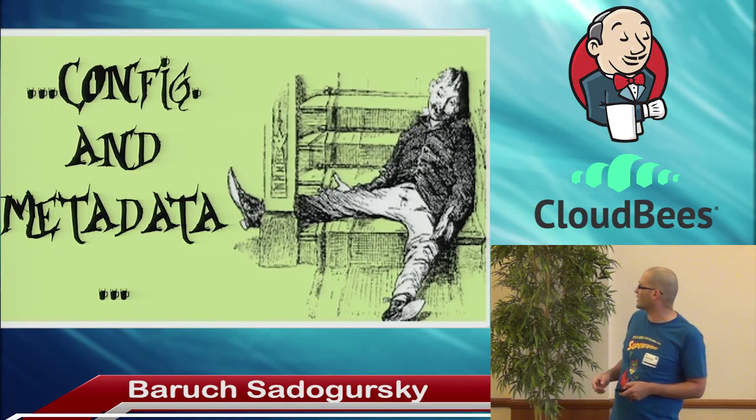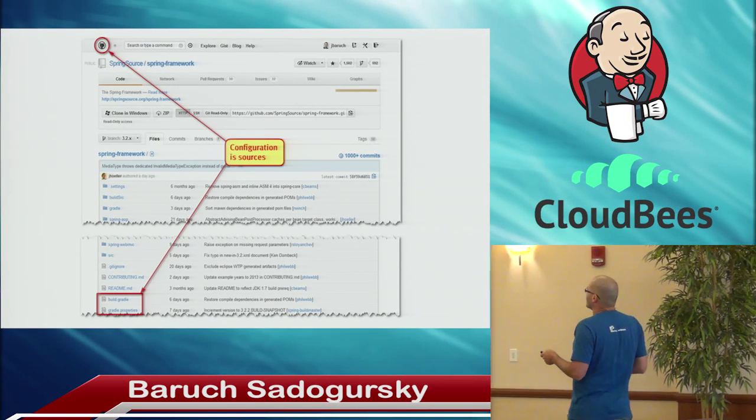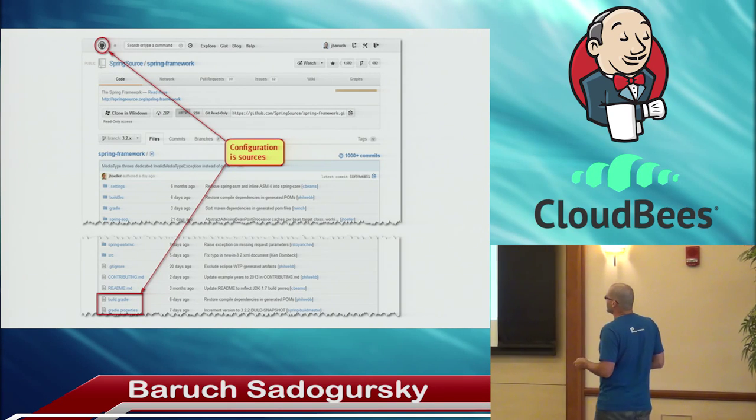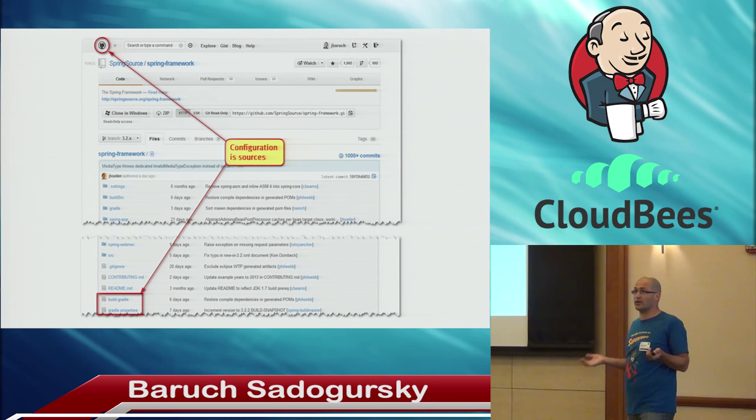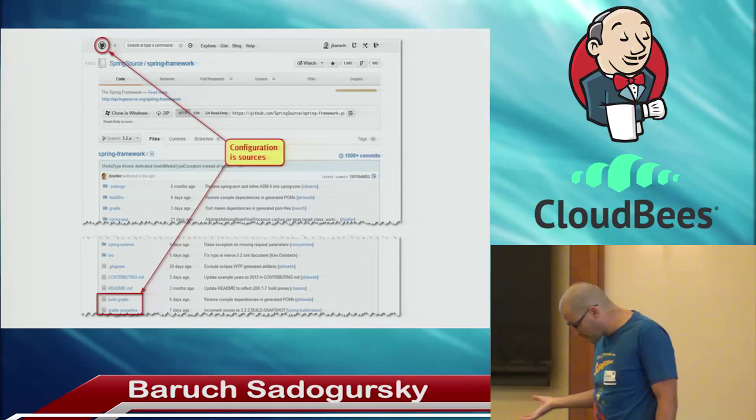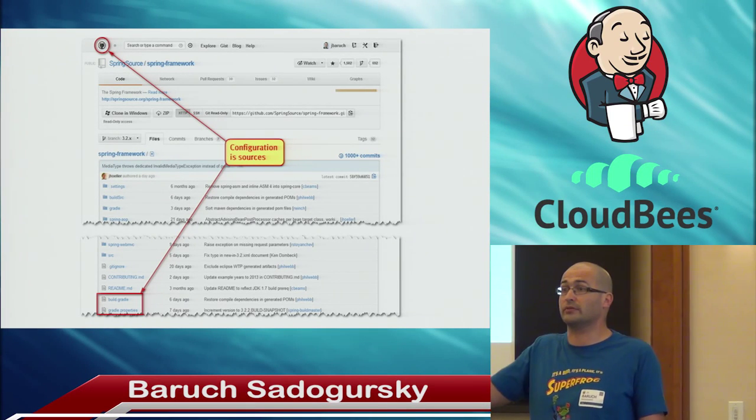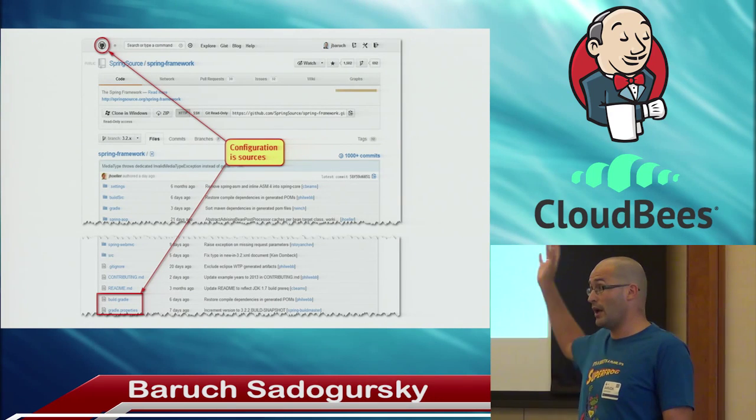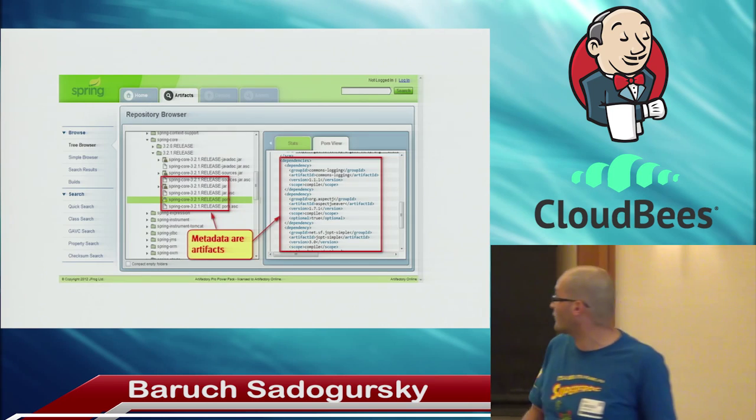But, okay. So, here is an example again from the Maven world. This is GitHub, and those are sources. And here we have build.gradle. This is a build script. A build script talks about how to build the software. And here is the place to declare where the dependencies come from.